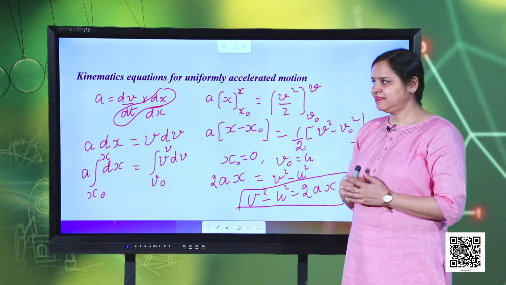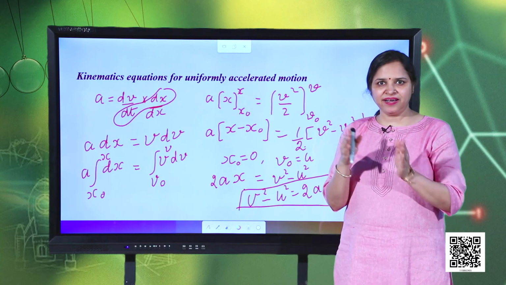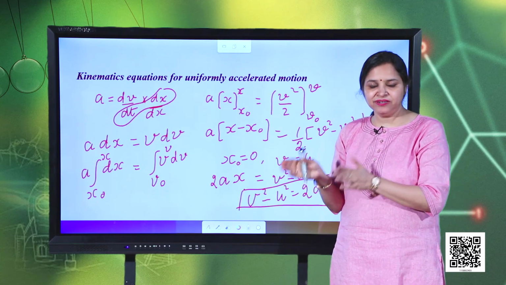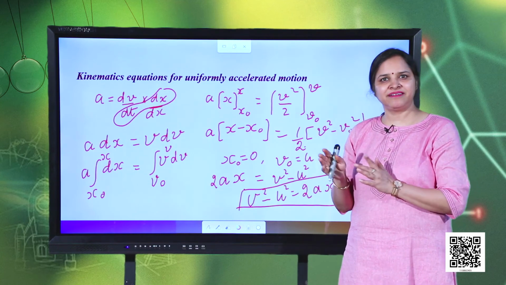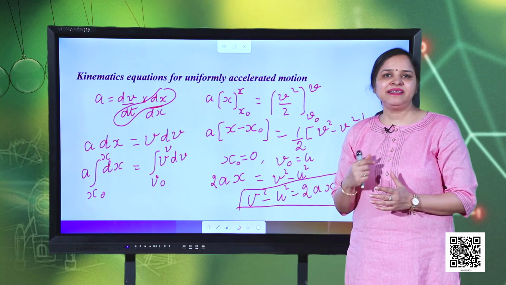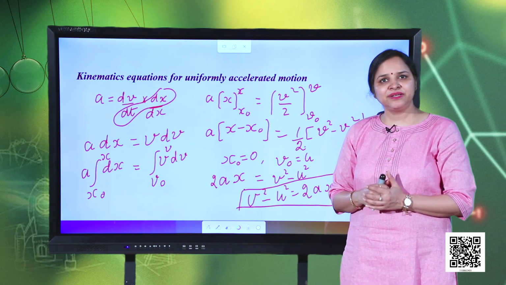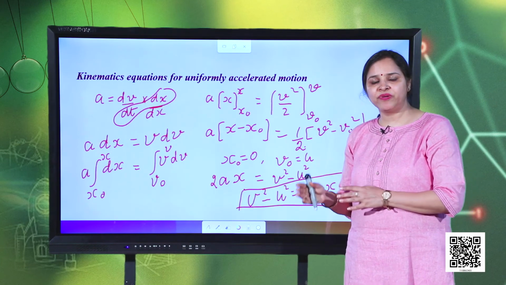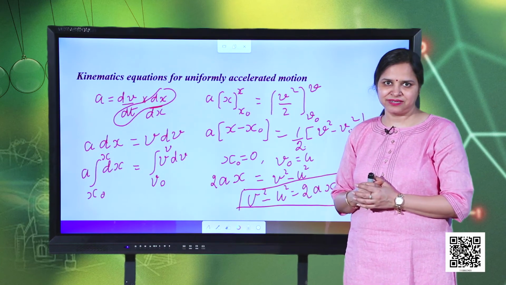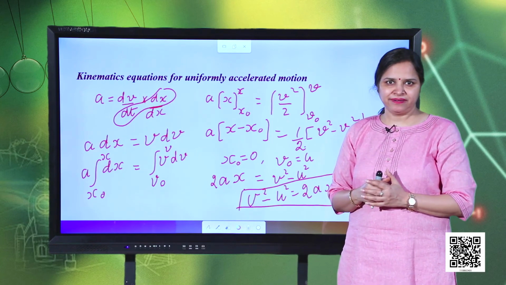Now, we can see that three equations are obtained using a simple condition, using a simple example of uniformly accelerated motion. Now, these equations can be applied in different situations, in different examples of motion in which the body is moving with uniform acceleration, and the various other physical quantities can be determined.